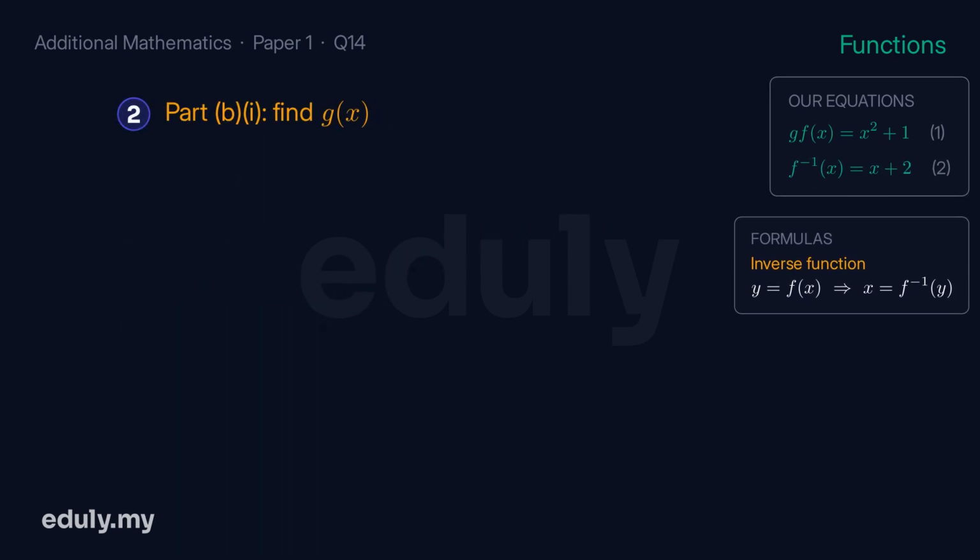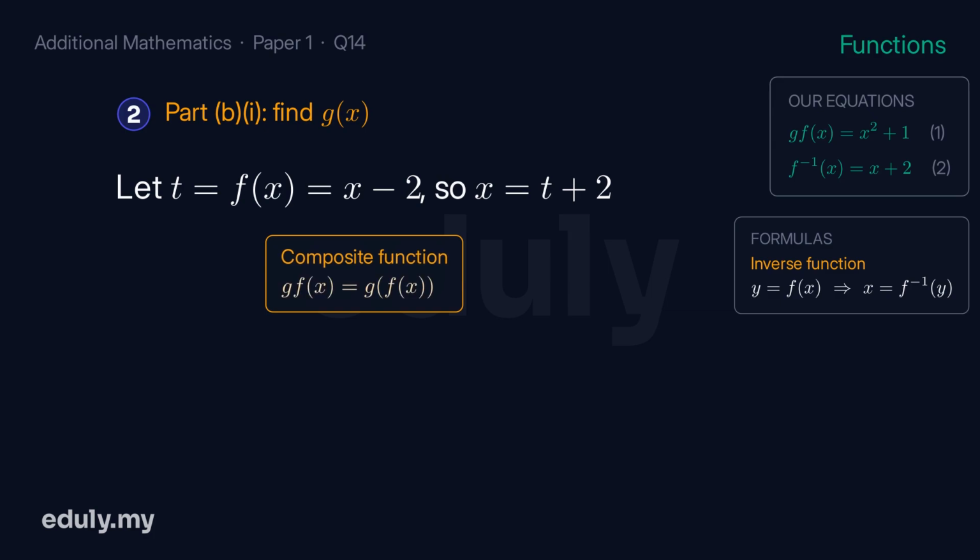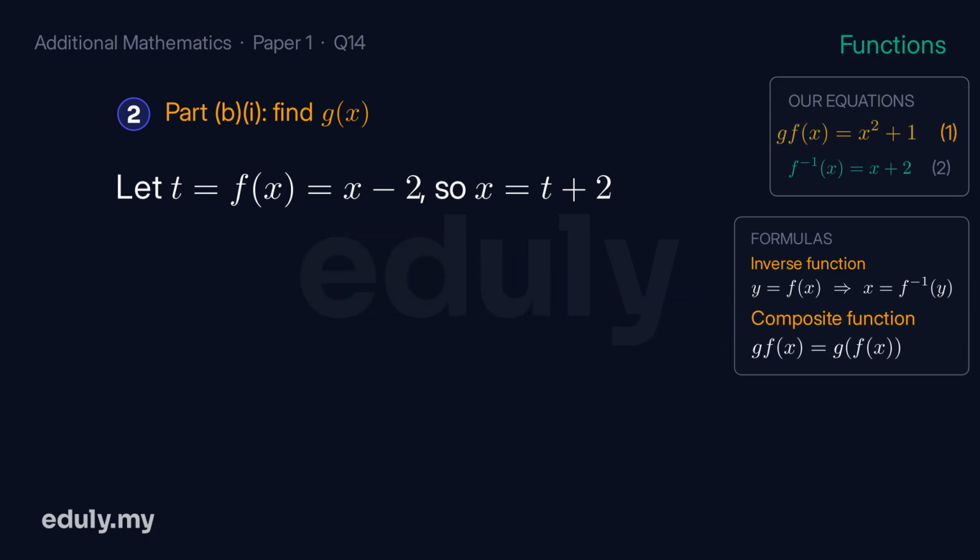Now, use the inverse to pin down g itself. Let t be f of x, that's x minus 2. Then x is t plus 2, which is exactly f inverse of t. That's why we found the inverse first. A composite gf of x means g of f of x. Since f of x is our t, the left side is simply g of t, and we already know gf of x is x squared plus 1.